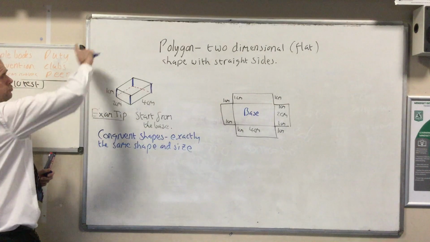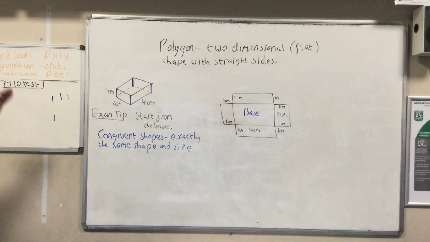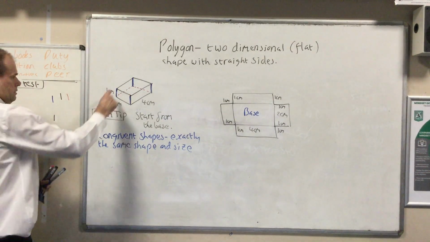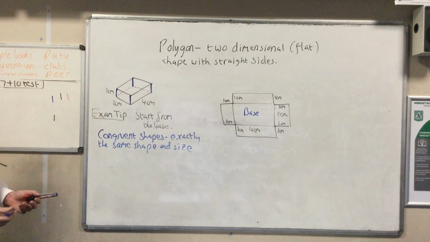Identical numbers. So if I had another one of these whiteboards, they will be congruent. They fit on top of each other exactly. So therefore, the top of this is identical to the bottom. The fancy word is congruent. So where can I place it?